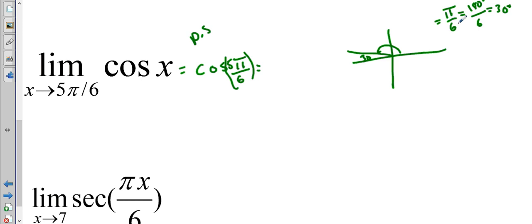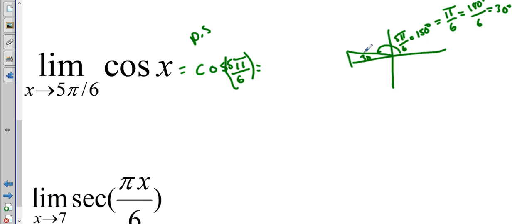I always convert my radians to degrees because it helps me. Maybe it'll help you as well. So this is actually going to be 5 pi over 6, which is equivalent to 150 degrees, which means this is a 30-degree angle. So I'm looking for this value right here. I'm just going for cosine.